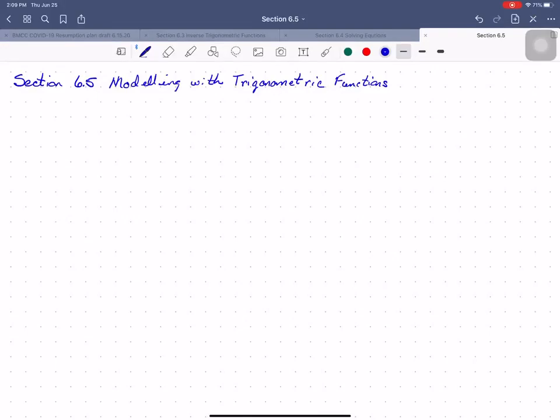Hi, welcome back. We're going to go ahead and work some examples in this section, which is all about modeling with trigonometric functions. And what that really means is just using trigonometric functions to find real-world examples. So let's talk about the first example at hand.